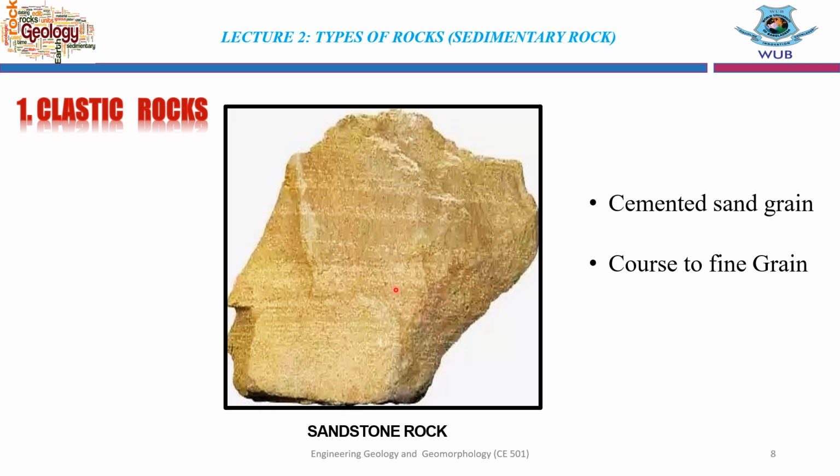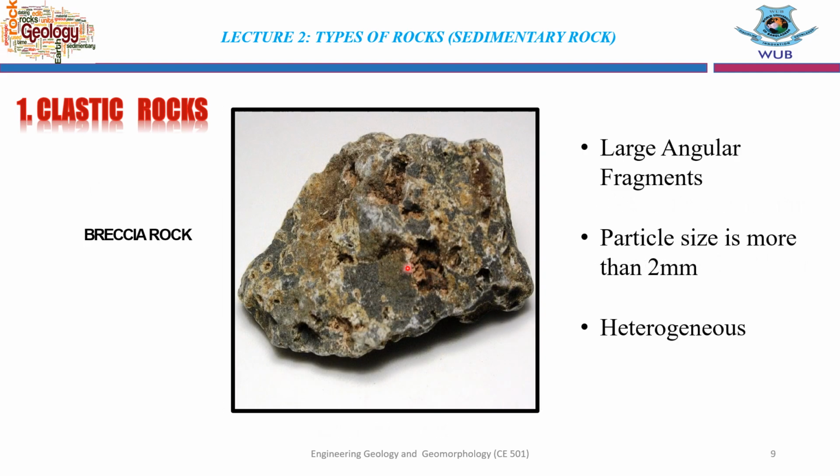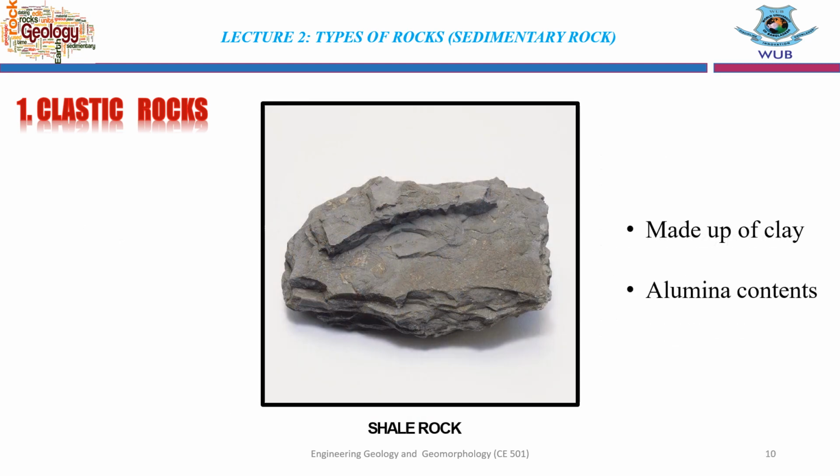This is another example of clastic rock, sandstone. This is cemented sand grains and fine grains, and from this rock we collect some cementitious materials. Now, an example of Breccia rock, which is also a clastic rock. Larger angular fragments, particle size more than 2 millimeters, heterogeneous. You see here the materials look heterogeneous also. Clastic rocks, shale rock made up of clay. You see here the picture tells us about the clay. Okay, made of clay.